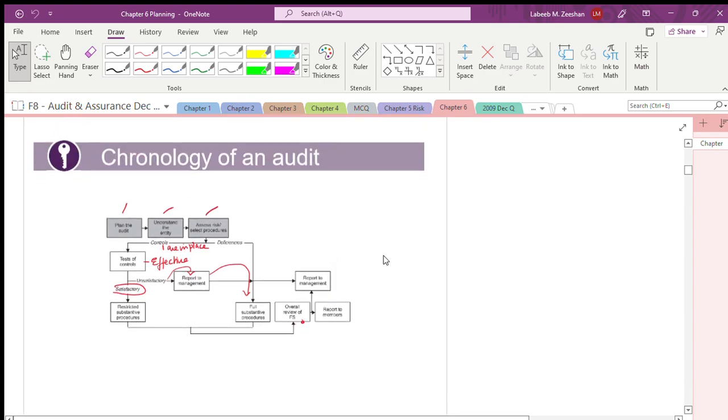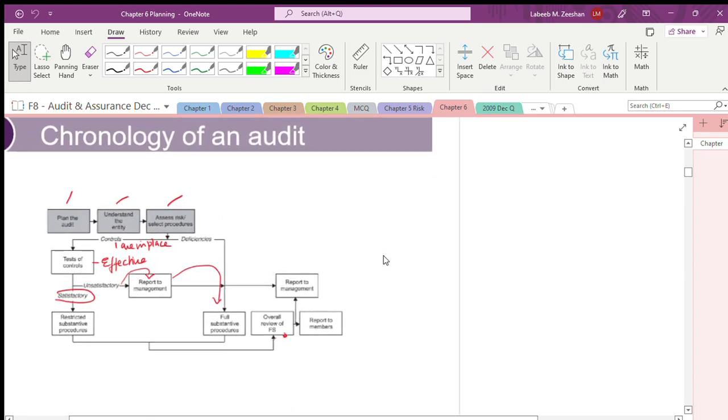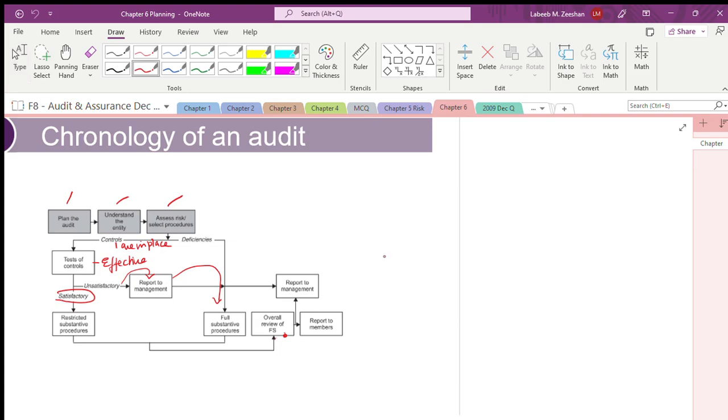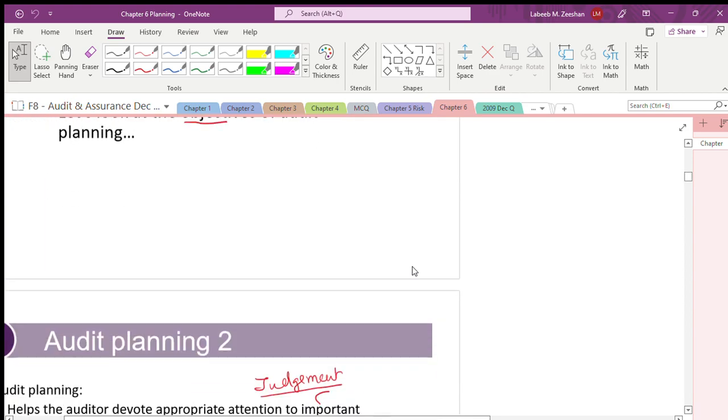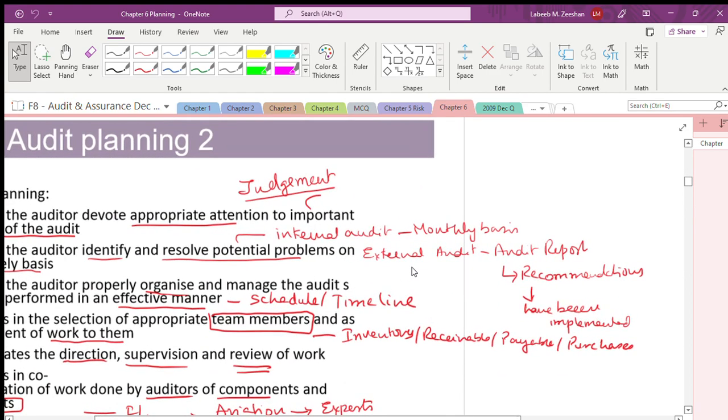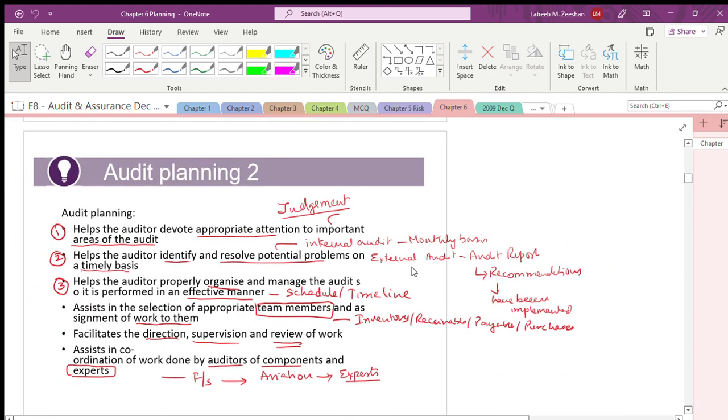In this audit planning we plan it, understand the entity and assess the risk. These are the three points we will cover. That is the reason they have mentioned ISA 300, planning of the audit, and the objectives of the audit. What is audit planning?